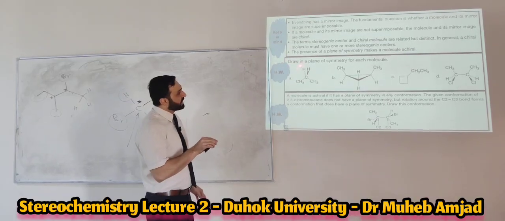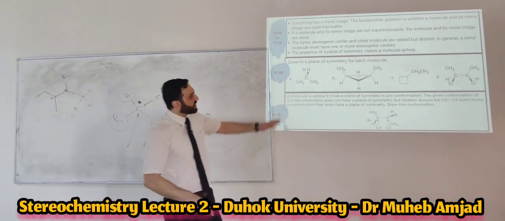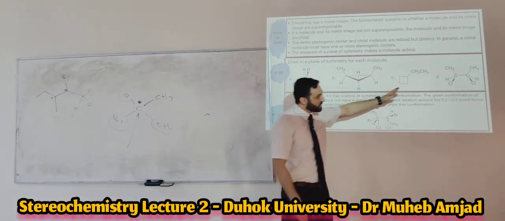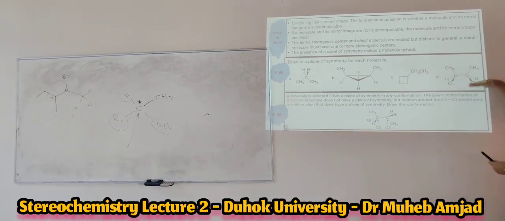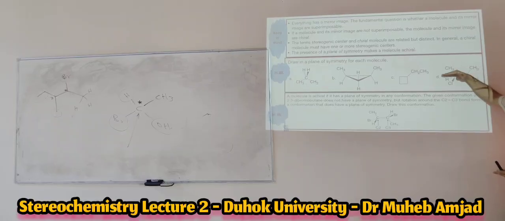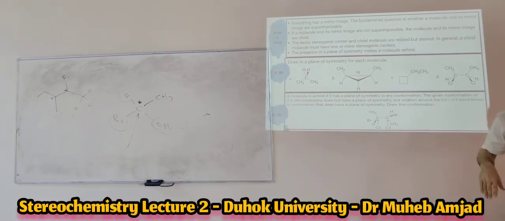It says draw a plane of symmetry for each molecule. Draw the plane of symmetry for this molecule, and this molecule, and this molecule, and this molecule. For example, this molecule. Is this the plane of symmetry here? No. If you put the plane of symmetry here, this part will not be like this part. The upper part will not be the same as the lower part.